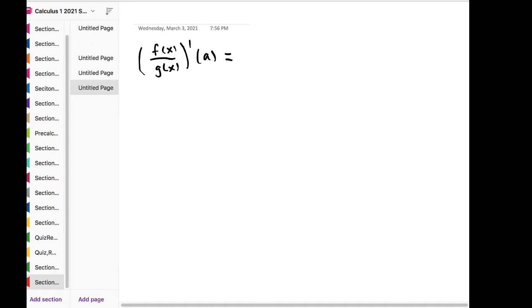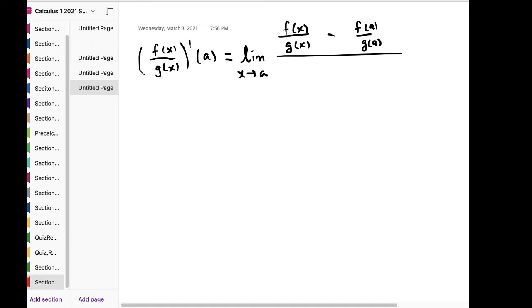Okay, so it's the limit as x approaches a. So this is the definition of the derivative. You have f of x over g of x minus f of a over g of a. And this is divided by x minus a, right? This is the definition of the derivative. Yeah, we'll find out what the quotient rule is.